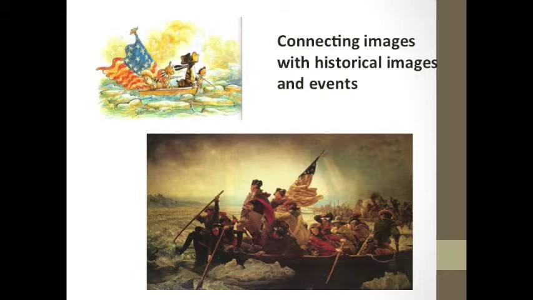Connecting images with historical images and events. The text We the Kids, that's the text in the top left-hand corner of your screen, has the kids and the dogs who were part of the story. They are in a boat and they're replicating the actual image of Washington crossing the Delaware, which is a famous painting from the 1850s. So just showing students that that's what the picture book was making a reference to.